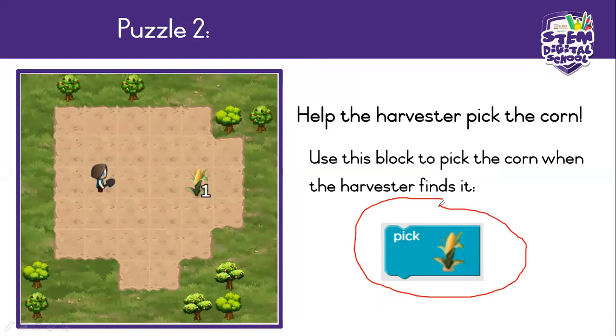So you are going to move your harvester forward. But usually before, when we landed on something, it will pick it up by itself. This time, it's not going to do it anymore. So you have to tell your harvester to do an action. Okay, so she needs to move forward and she needs to pick up the corn. And this is the block that you will use.